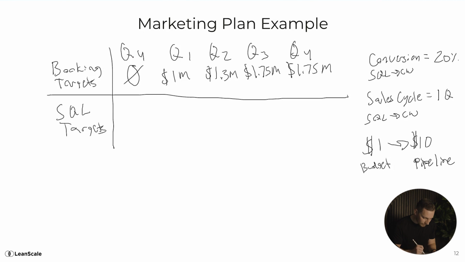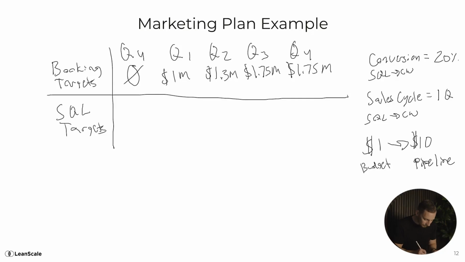So if we have a 20% conversion rate and it's a 90-day sales cycle, or it takes a quarter to close, that means in order to hit $1 million in bookings in Q1, we needed to have produced $5 million in pipeline in the quarter before. So that way, if 20% converts and it takes 90 days to do it, in Q1 you're going to have $1 million of bookings.